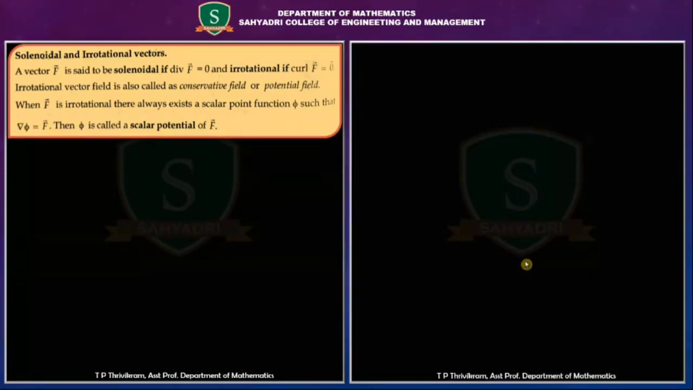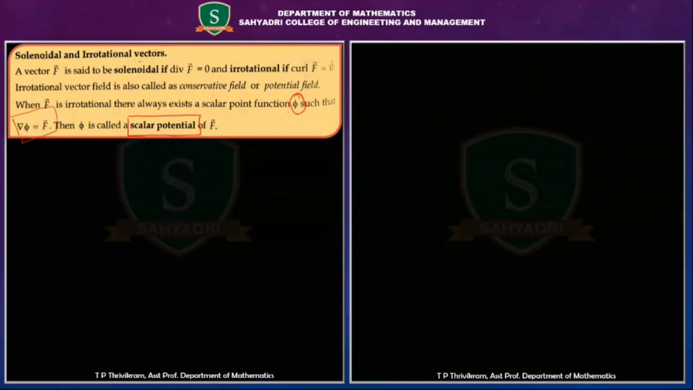And if f is irrotational, then we have a scalar function phi such that f will be equal to del of phi. So this phi is called the scalar potential of that vector f.